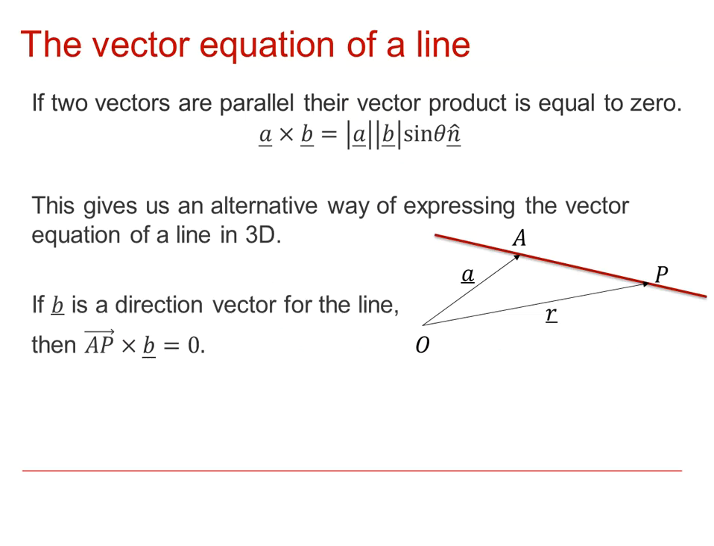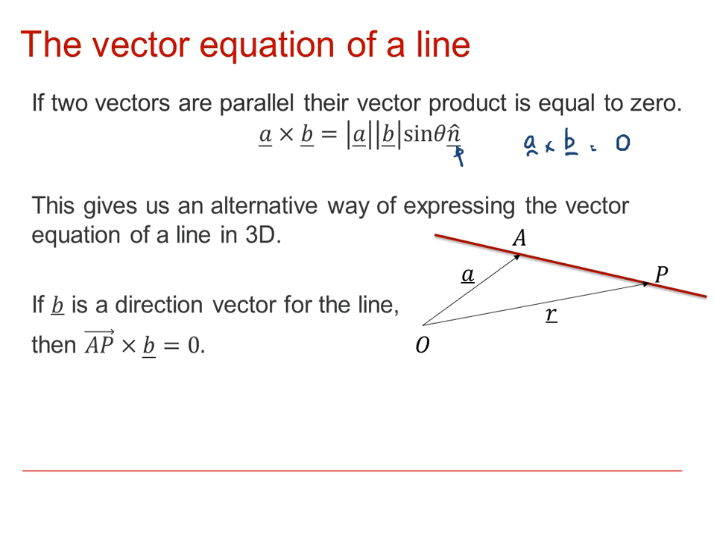Well, we've met the idea that the vector product A cross B is |A||B| sin theta n hat, where n hat is a unit vector in the direction of A cross B. This means that if A and B are parallel to each other, then A cross B will be equal to 0 because sin theta is equal to 0.